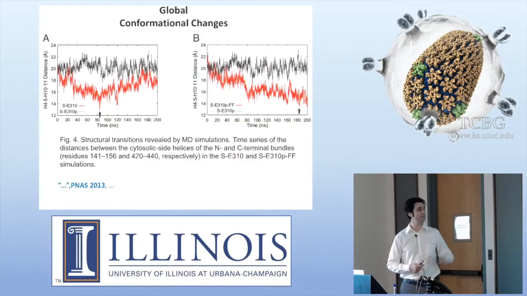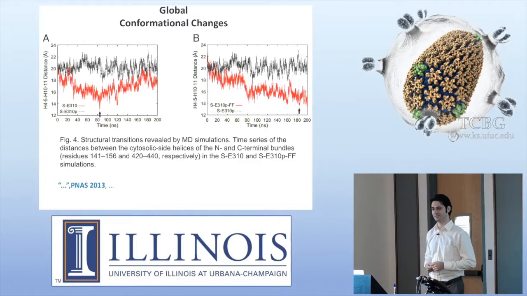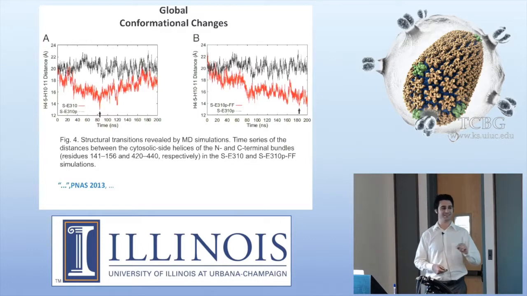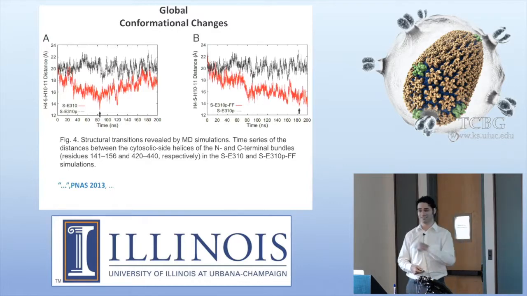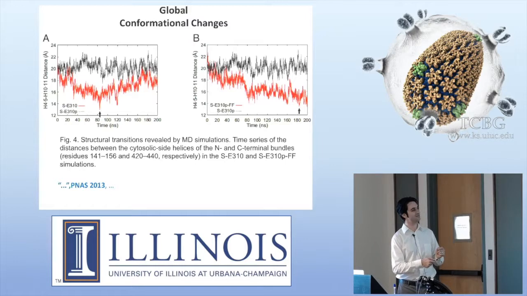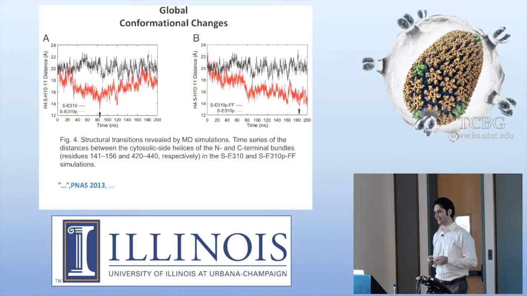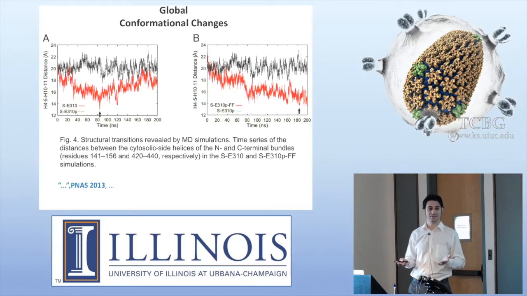But this was actually published in PNAS just a couple of years ago. The exact same protein, they ran it for 200 nanoseconds rather than 400 nanoseconds. They didn't repeat it, and they actually recorded this. So this is actually the loop distance, the same loop distance that I showed. They did it in 4 different conditions or 3 different conditions, something like that. And there are some differences.